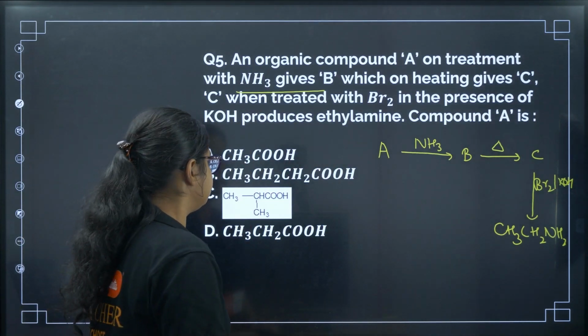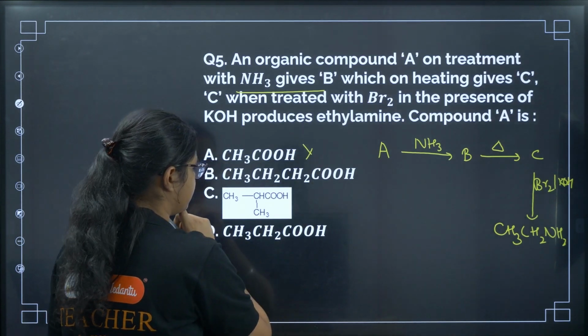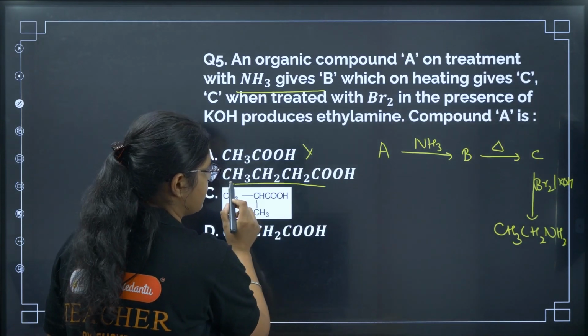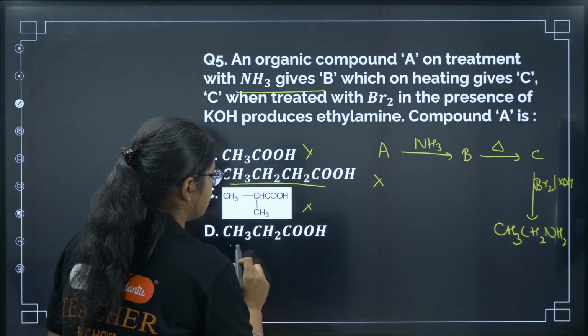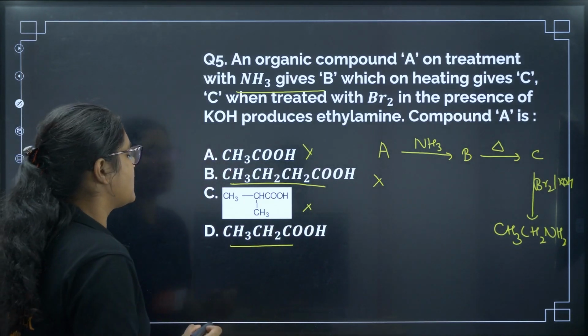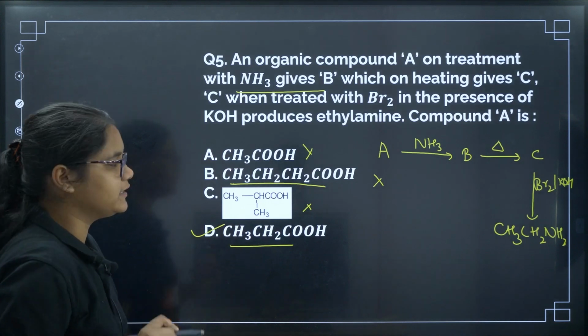Now if you see here there are 2 carbons, we can eliminate. Here there are 4 carbons, right? We need 3 carbons, so we can eliminate this one. Here also 4 carbons are there. Here if you see, it is 3 carbons. So the correct answer should be option number D. But we can check the reactions also.